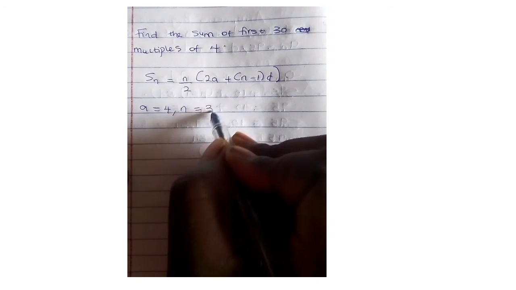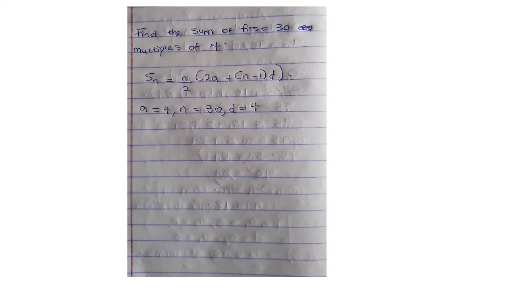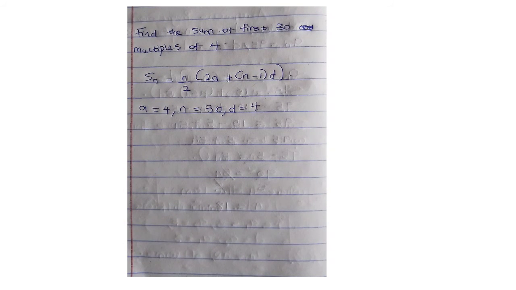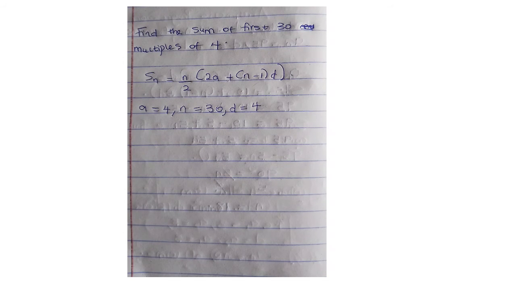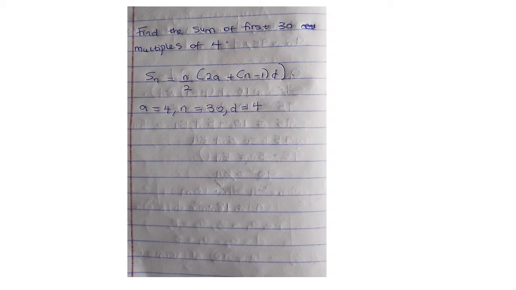First term is 4. Our number of terms is 30, and our common difference is 4. Our common difference is 4 because we are solving for the multiples of 4. The first term will be 4. The second term will be 8, that is to say, and the third term will be 12. Yeah, 12. The fourth term will be 16. So when we write out those sequences like that, for us to get the common difference, we are going to look for the difference between the first term and the second term, right?